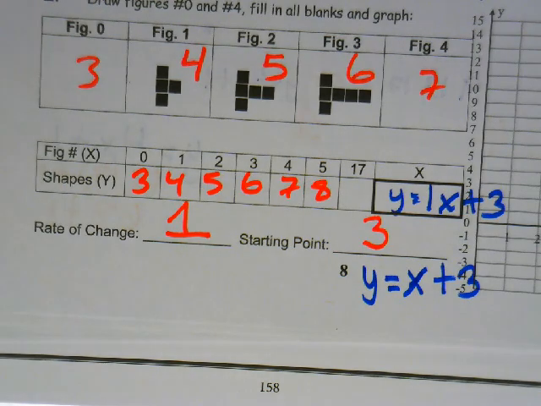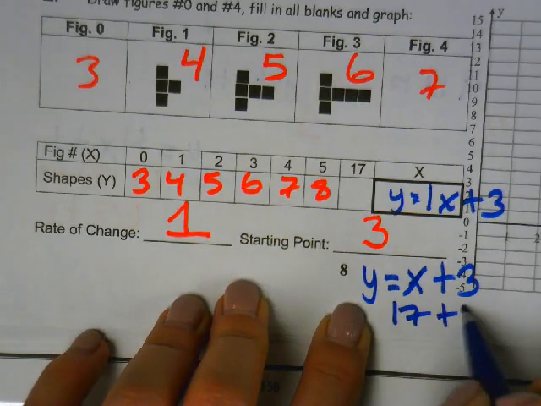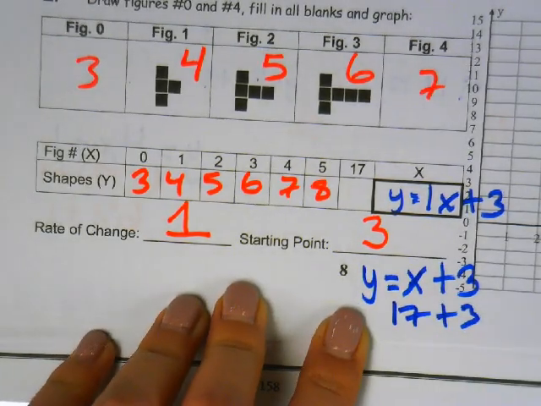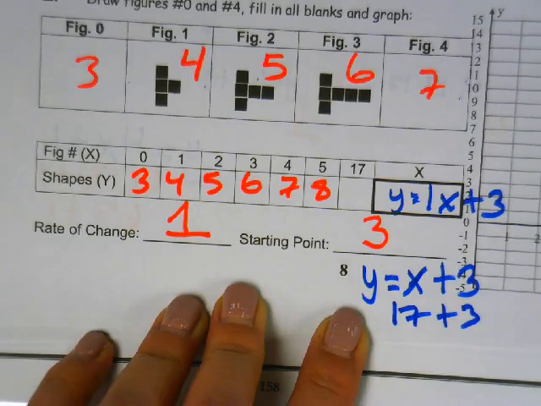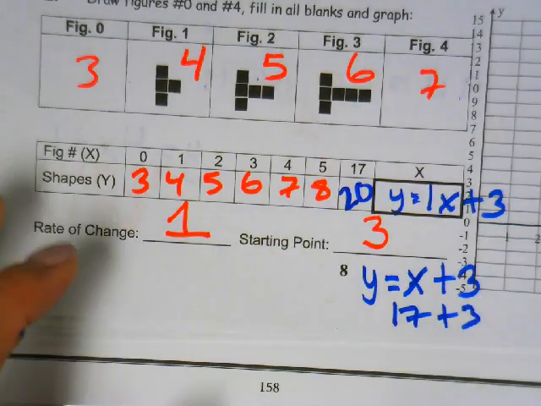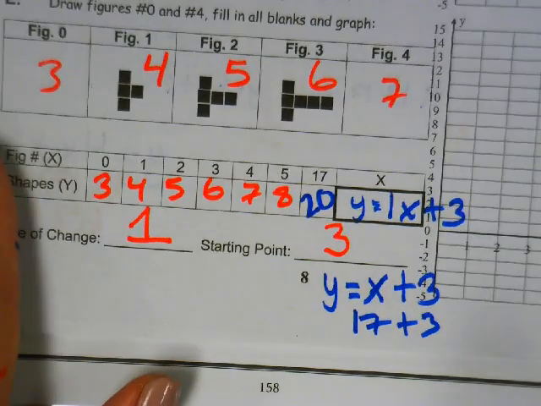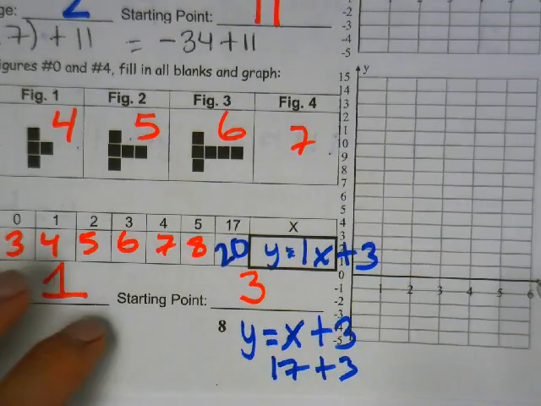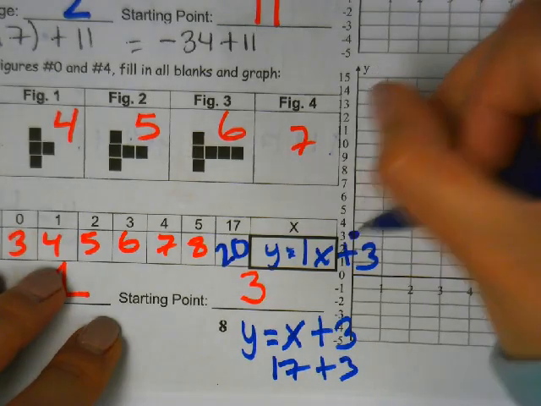So for the 17, you're going to plug it into here. So 17 plus 3. 20.